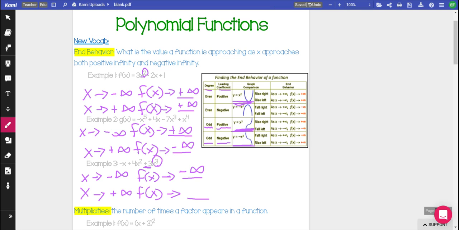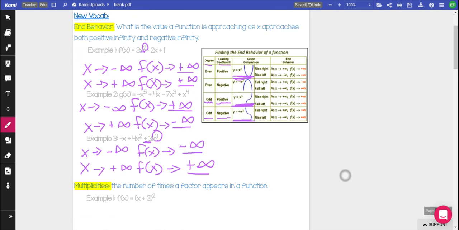And if now we turn to the right-hand side of our graph as x is approaching positive infinity, we see that our function is going up forever. So that means it's approaching positive infinity. So a little background in end behaviors.